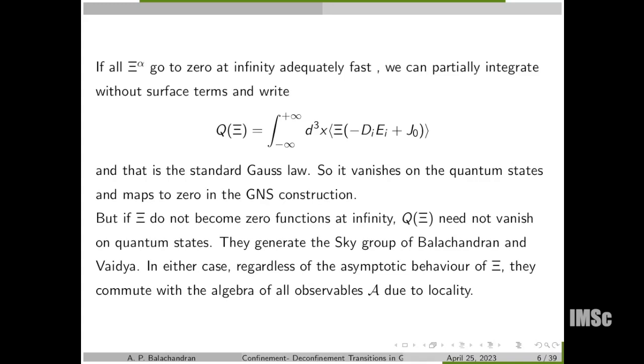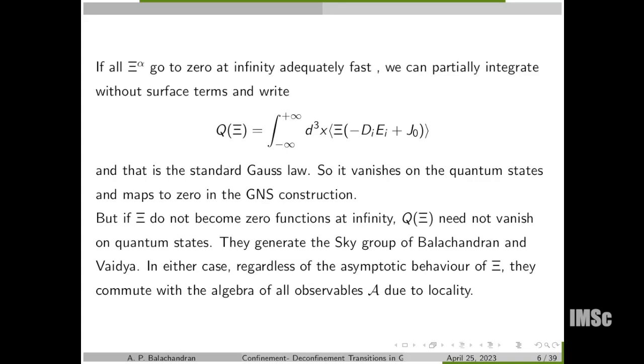But that is not compulsory. Suppose chi does not vanish at infinity, then this does not become the Gauss law. It is something else. What is it? When chi does not vanish at infinity, Q of chi need not vanish on the quantum states. There is nothing that says Q of chi vanishes on the quantum states if chi does not vanish at infinity. And they generate a group, and that has been called long ago by Balachandran and collaborators in a paper the sky group.